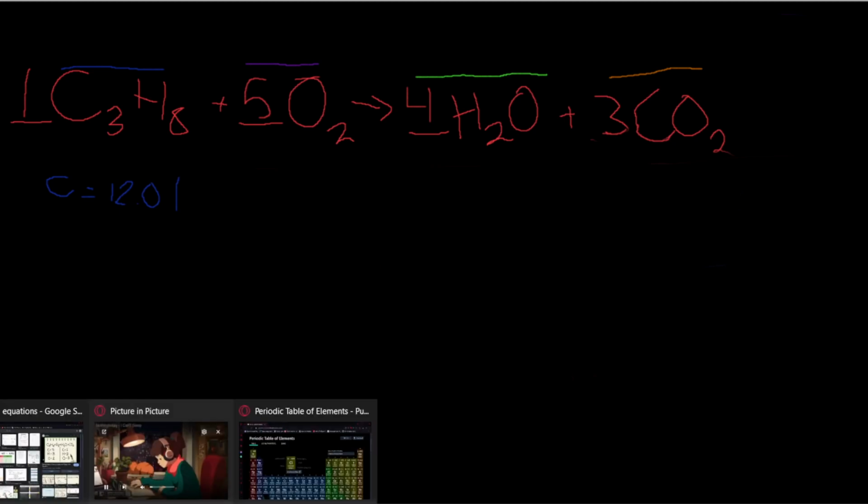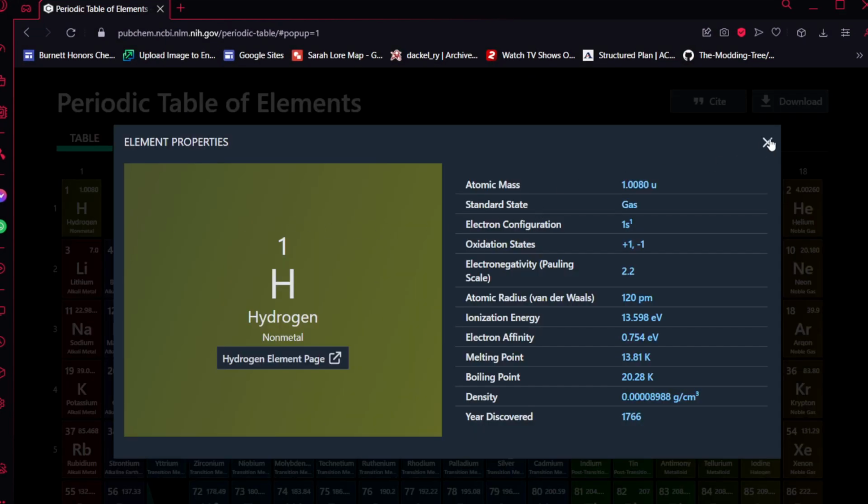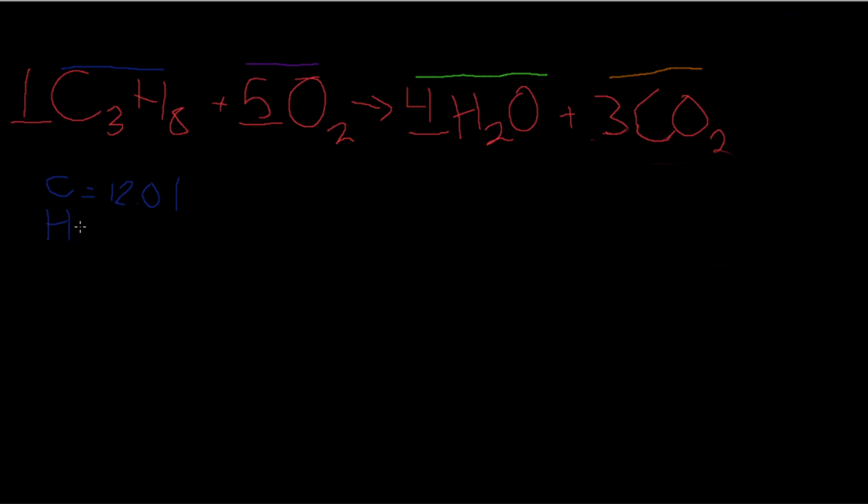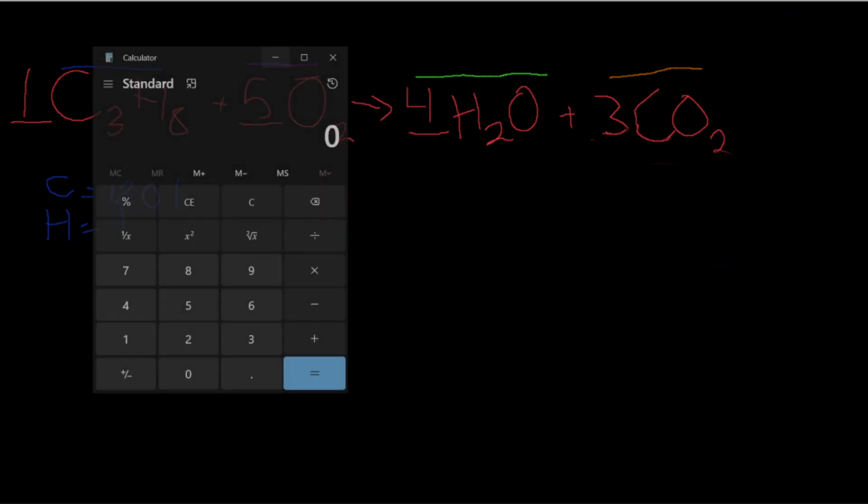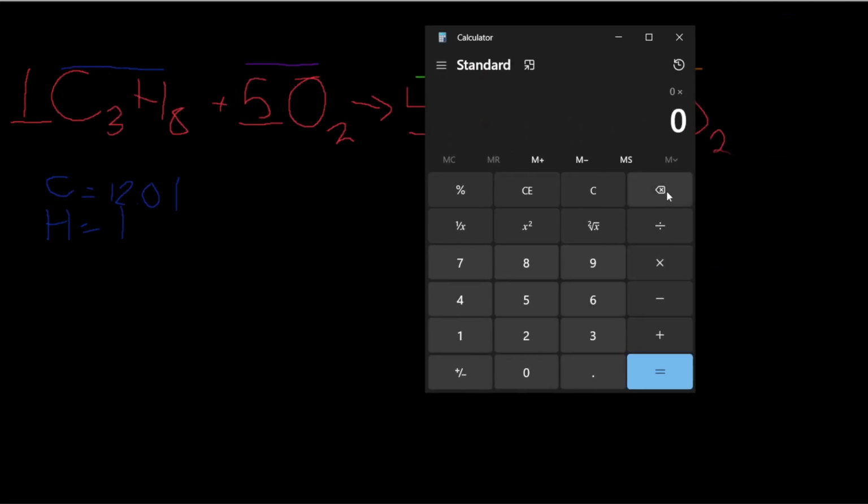And hydrogen, it's just 1. So then hydrogen equals 1. So, since we have 3 carbons, we multiply 3 times the 12.01, and we get 36.03, and then we add on 8 times 1, which is just 8, since we have 8 hydrogens, and hydrogen is 1.